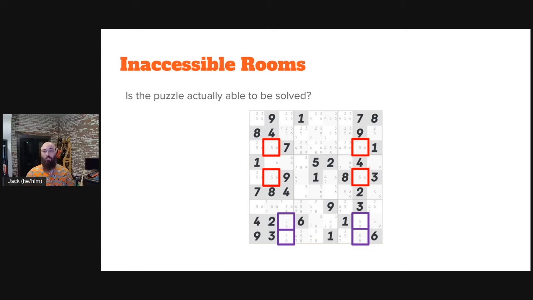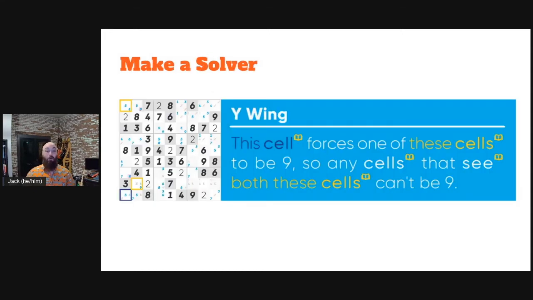So if you see all four of these red cells can be 5 or 6 and nothing else, that means that you could put 5 into each of them or 6 into each of them. And so our solution for that was to make a solver, right? If we ran into any ambiguities along the way with the solver, we knew that we would have to go backwards.